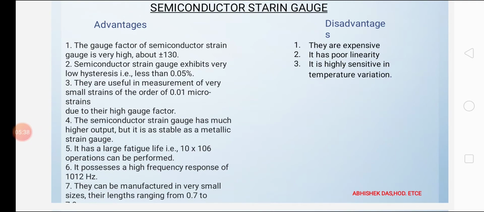There are some advantages and disadvantages. The main advantages are, as the semiconductor strain gauge has a very high gauge factor, it is capable of measuring very small strain. They are chemically inert and have low cross sensitivity. They are free from hysteresis effect. And last one, it has high frequency response. The disadvantages: they are expensive, they have poor linearity, and they are highly sensitive to temperature variation.